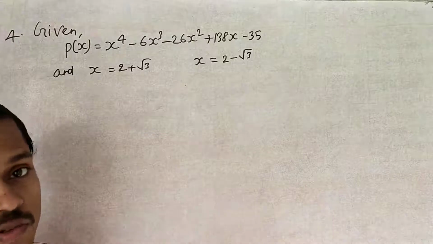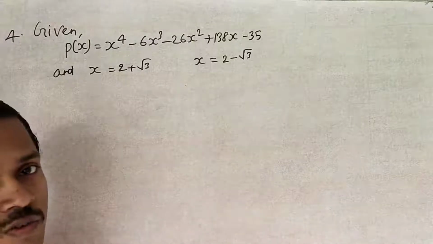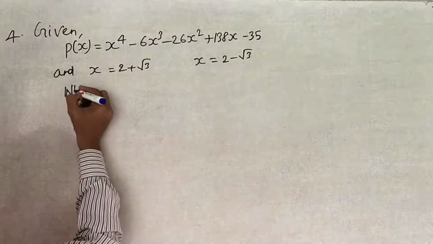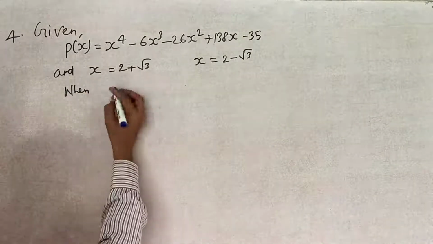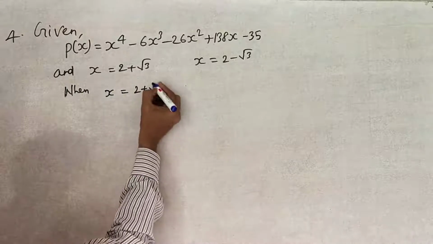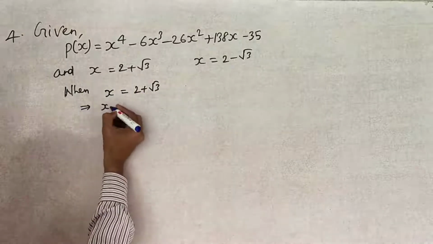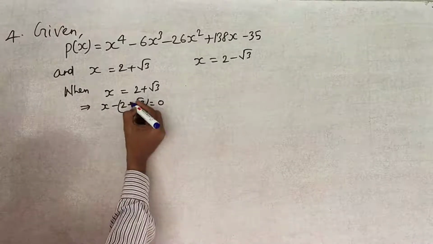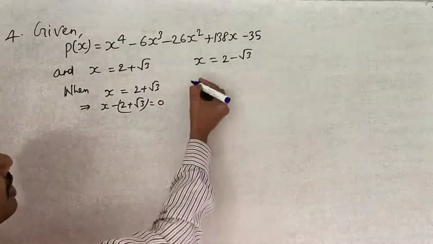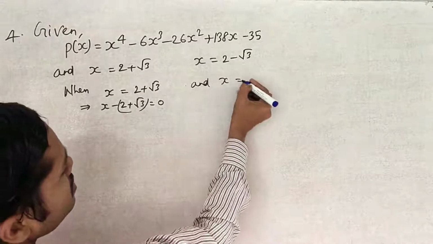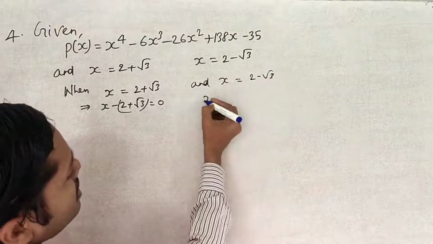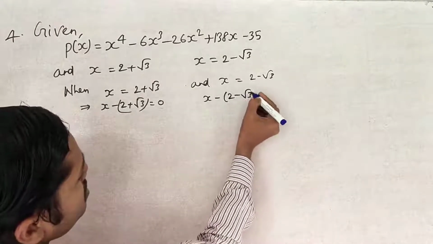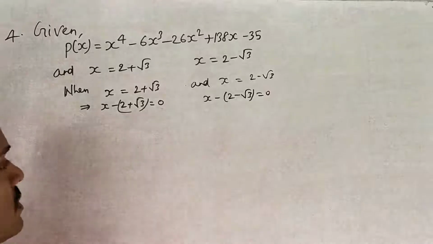According to the same way, 2.3 question number 3, we will have to solve this one. So first of all, we will have to assume that when x is equal to 2 plus root 3, then x minus 2 minus root 3 is equal to 0. Otherwise, we can write that according to this. Okay? And x is equal to 2 minus root 3. We can write x minus 2 plus root 3 is equal to 0. Clear?